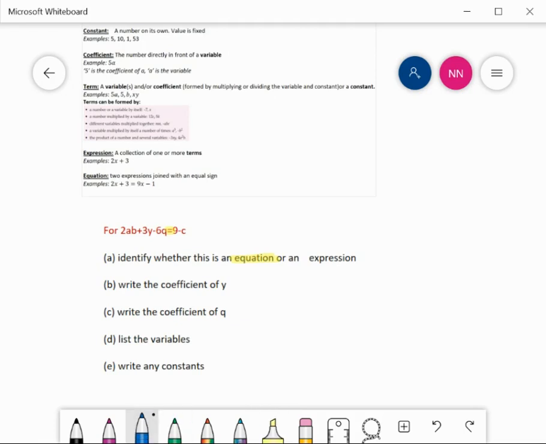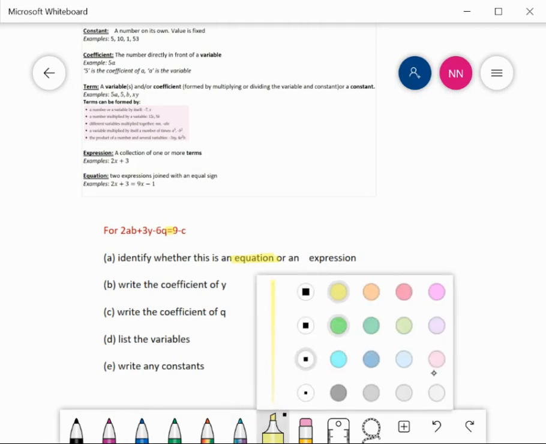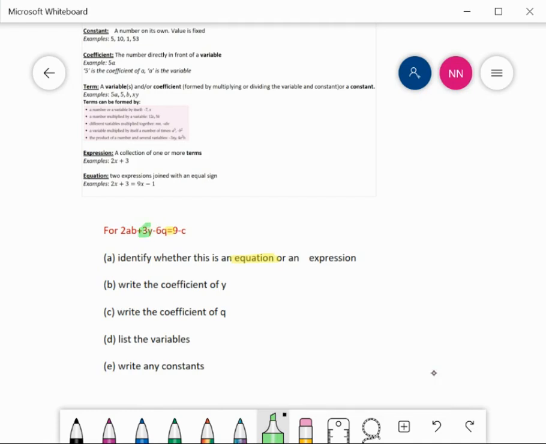Okay? Now, let's have a look at B. Write the coefficient of y. According to what we have learned, coefficient means the number directly in front of a variable. So let's look for our y term. This is our y term over there. And what is the number right in front of y? We have positive 3. So therefore, coefficient of y is 3.